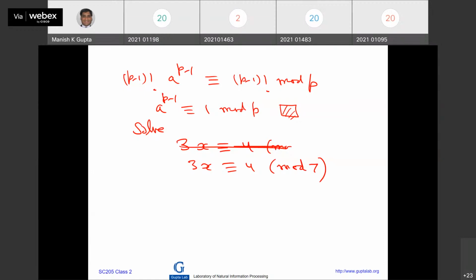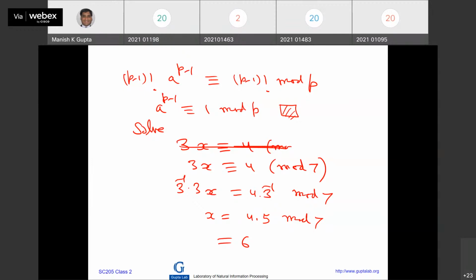So what we can do, we can multiply both sides by 3 inverse. So x is equal to, now what is 3 inverse? 5. So I hope now you understand how to solve these equations. 3 inverse, this is 1. So x is equal to 4 into 3 inverse, which is 5, modulo 7, right? So x is equal to 6.